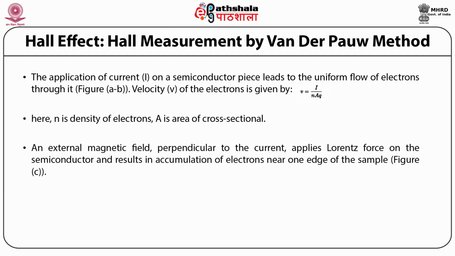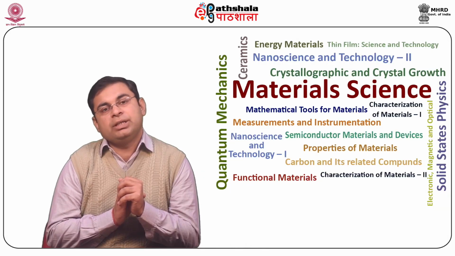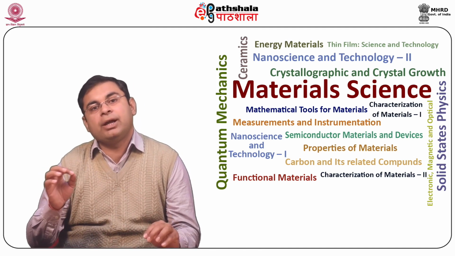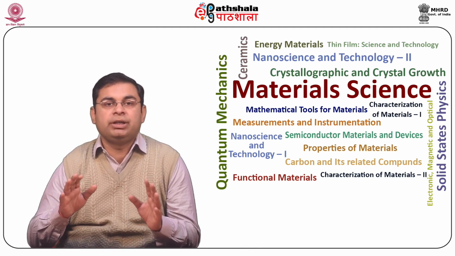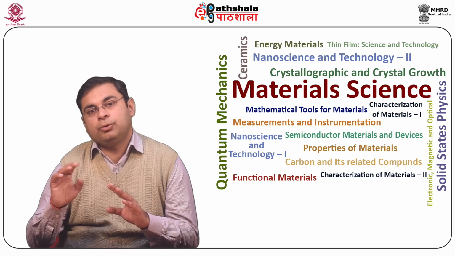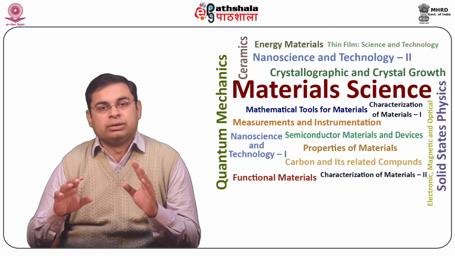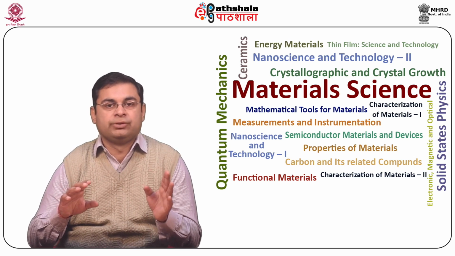An external magnetic field perpendicular to the current applies a Lorentz force to the semiconductor and results in accumulation of charge near one edge of the sample, that is figure C. Lorentz force experienced by the electron is F_L = IB/(nA). The accumulation of charge at one end of the semiconductor creates an electric field across the sample, shown in figure D. The resulting potential difference across the sample is termed Hall voltage, that is V_H.